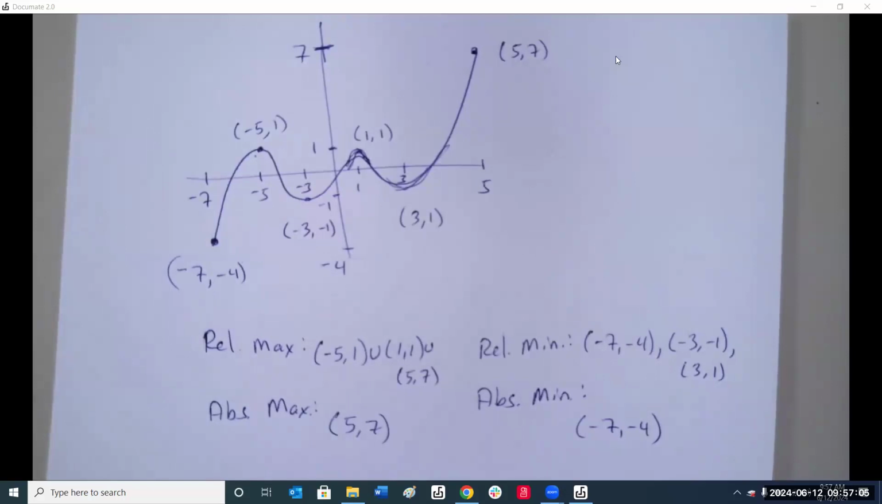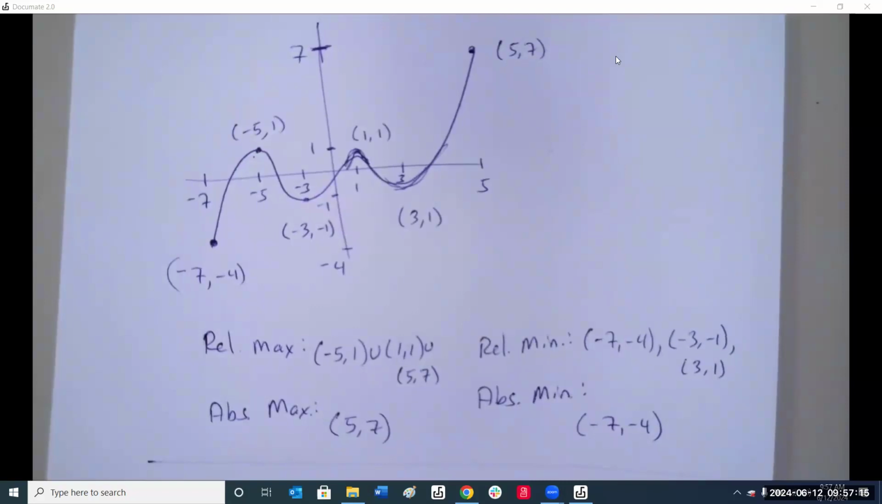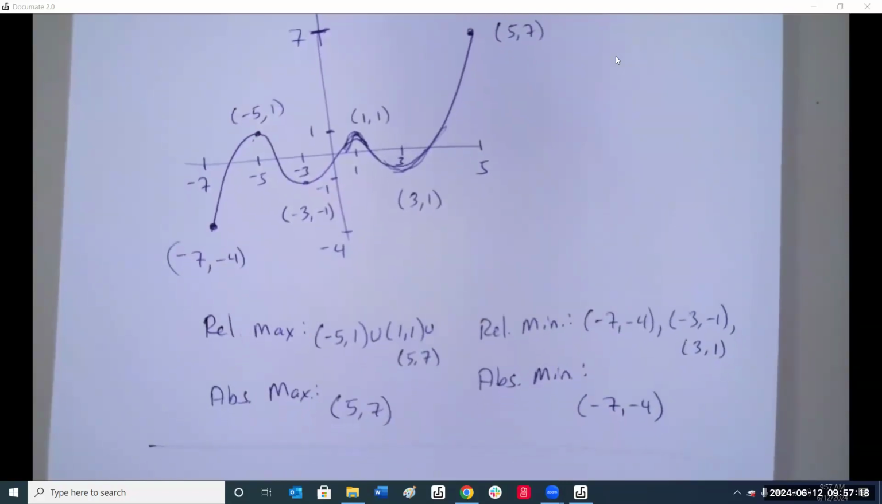So that's what we're looking at. Maxima simply means the highest point. Minima means the lowest point. The difference between relative and absolute: relative is simply just the small interval. Absolute means the whole thing.